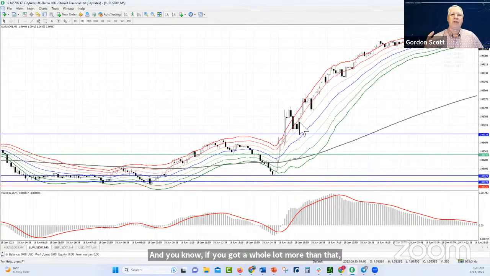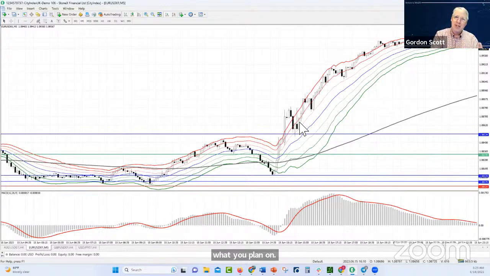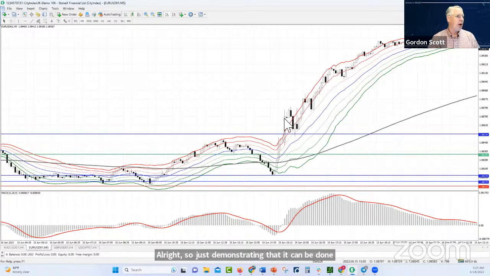You just prepare yourself to trade for bigger gains than what you planned for. All right. So just demonstrating that it can be done. What are the events coming up this week where we might be able to make one of these trades and see the days that give us support and resistance ahead of time, and then the days that break out and make these big trades?